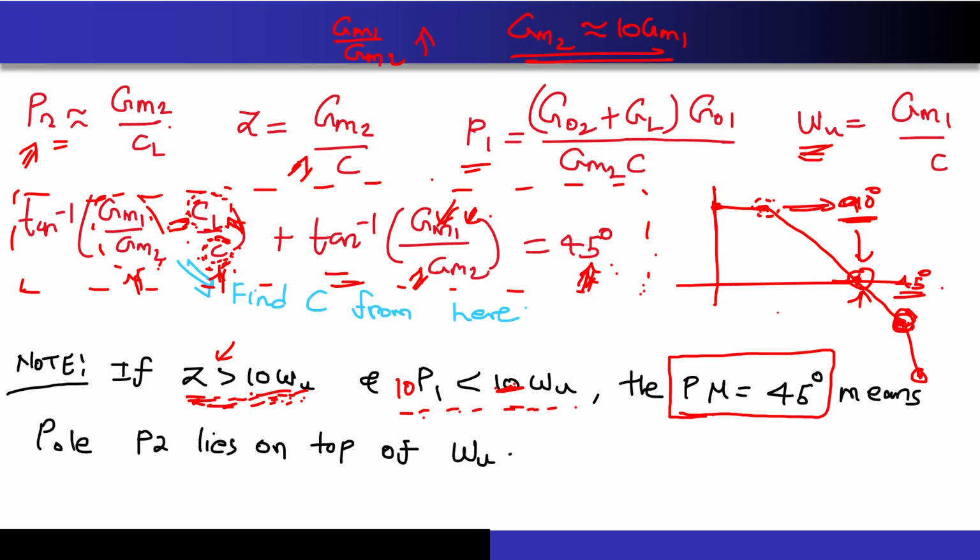Now I will just ask you one question. If I try to make a phase plot of this, I have to start from the zero. Now what will be this contribution? If I try to track the phase at P1, what is this phase going to be? What is this phase going to be?